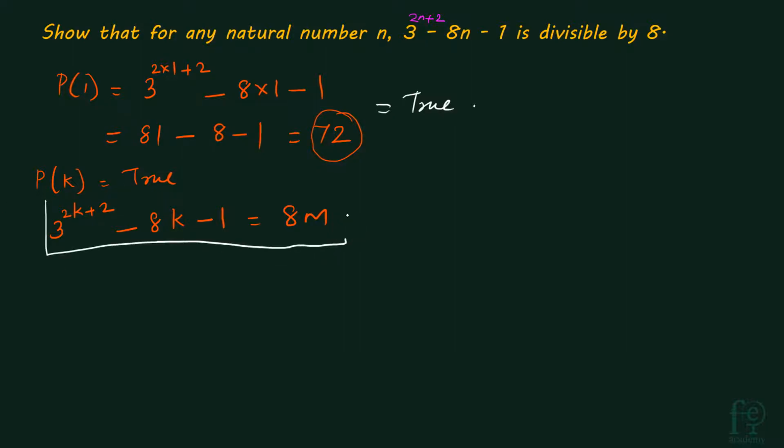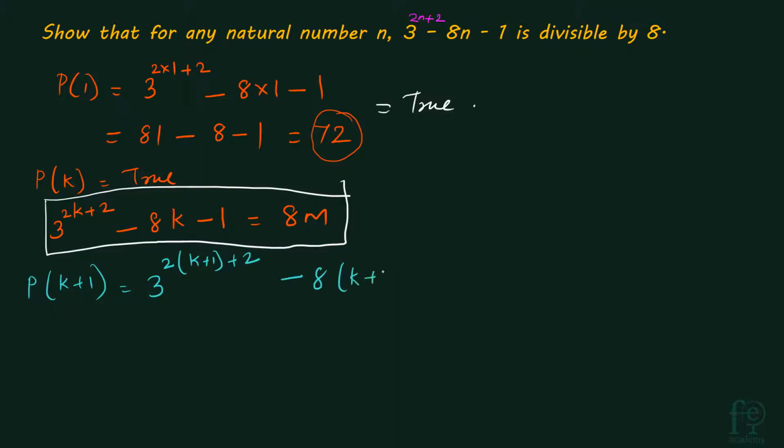Now we go to P of k plus 1. We have to prove P of k plus 1 is also true. So P of k plus 1 is equal to 3 raised to 2 into k plus 1 plus 2 minus 8 into k plus 1 minus 1. So you can get 3 raised to 2k plus 2 into 3 square minus 8k minus 8 minus 1. So it will be 9 into 3 raised to 2k plus 2 minus 8k minus 9.